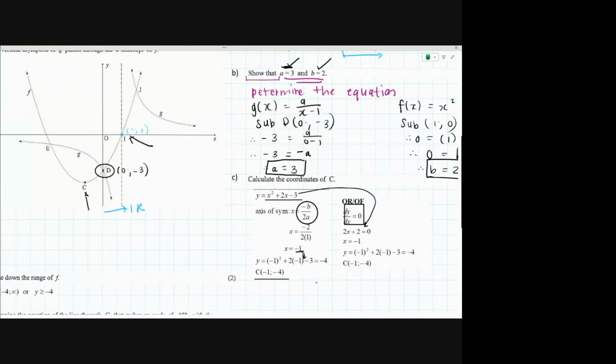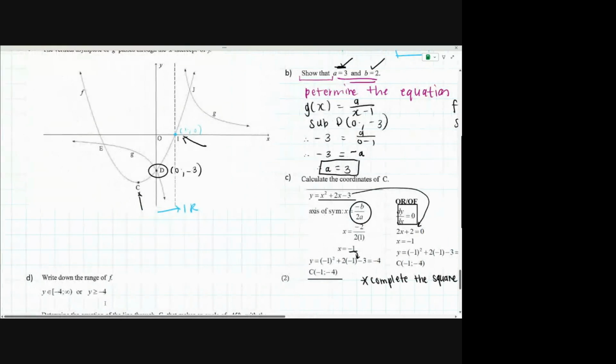There is actually a third method of doing this, which is to complete the square. But quite frankly, why you would want to do that, I don't know. But you could complete the square if you really wanted to, and you could get your turning point. Completely up to you. That would be the last thing I would want to do, but three different ways to do the same thing.